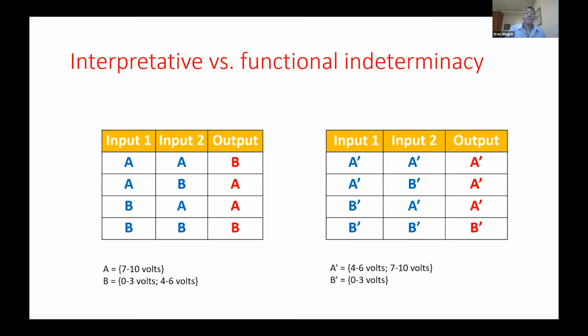So again, the functional indeterminacy arises when we have different groupings of the same physical states, and interpretative indeterminacy arises when we interpret the same functional states in different ways, for instance, when we assign different truth values to the same functional state. So it looks like a very simple distinction. So why didn't people notice this so far?